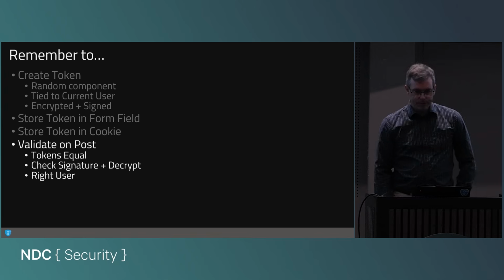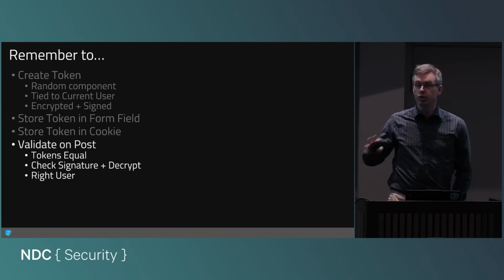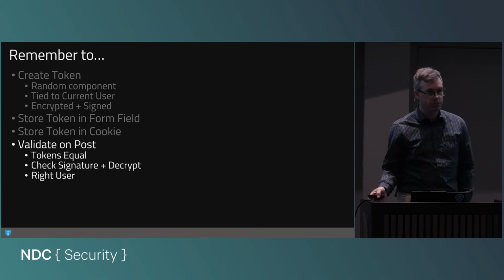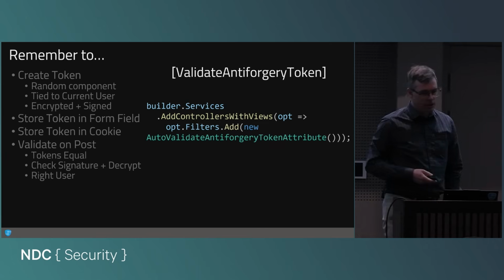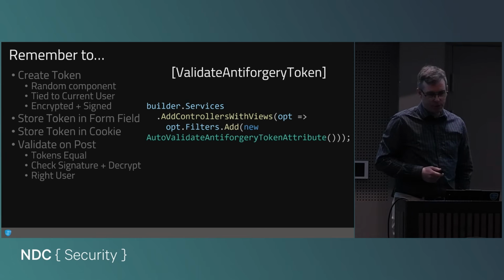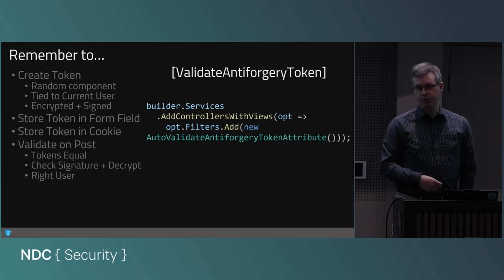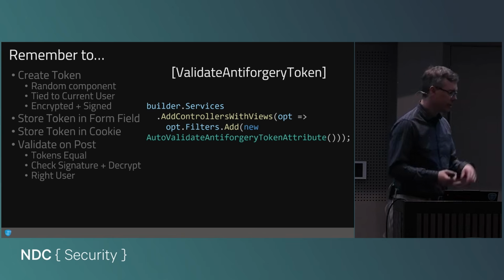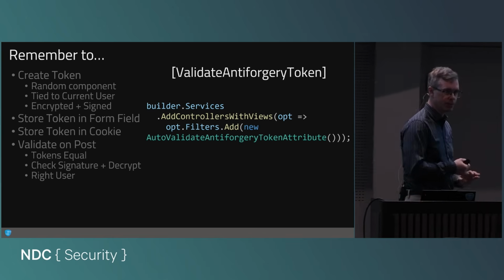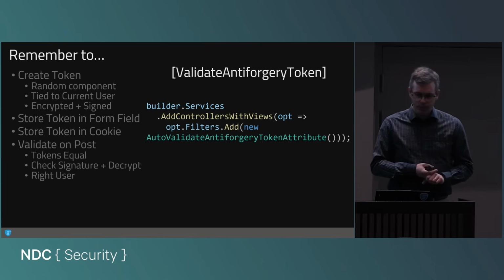And to implement this in ASP.NET Core, for Razor pages, you are done, because it's enabled by default. For MVC, you can add validate anti-forgery token, and it's also possible for MVC to add anti-forgery tokens to all endpoints. And this will automatically create a cookie for you, it will create the hidden form field thanks to tag helper, and it will validate it on post. So, well protected out of the box.